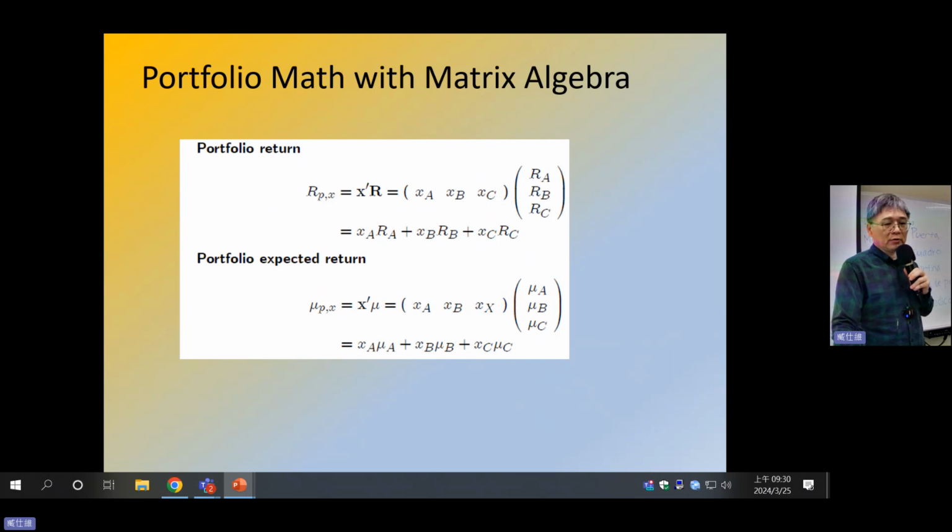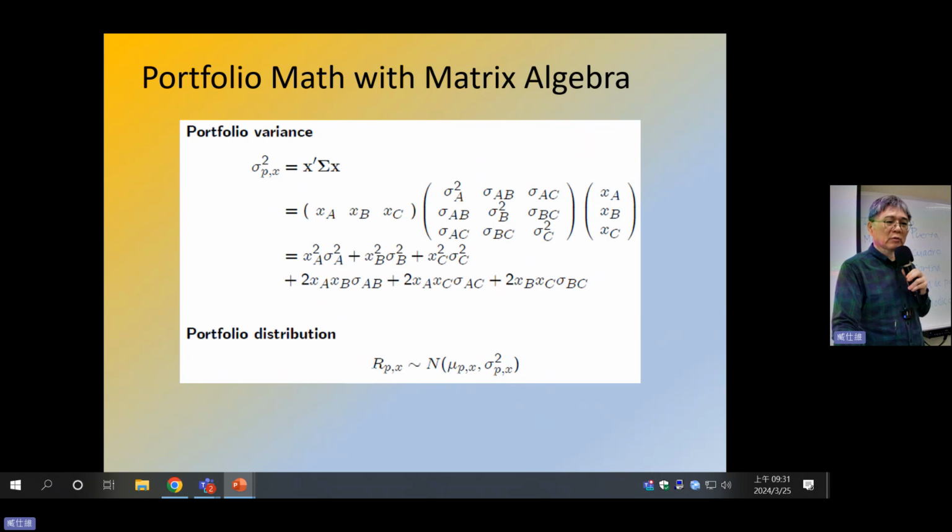And this is very straightforward. And then we can also calculate the portfolio variance. So when we talk about the portfolio variance, we just use this equation. This is the weighting for three assets, and sigma denotes the covariance matrix. Okay, so we can use the covariance matrix to calculate the portfolio variance.